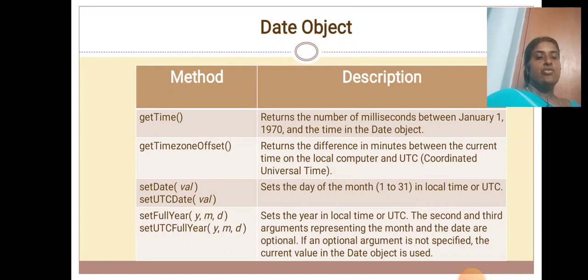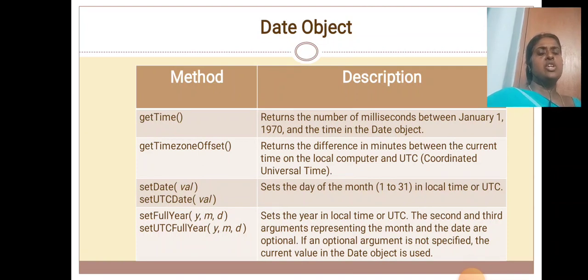Next is setFullYear. If you want to change the complete year information of your system, we can make use of this setFullYear. This method is going to take 3 arguments. First argument is a year, next argument is a month, third argument is a day. So these are the 3 arguments you have to pass here. Y is used to set a year, M is used to set a month, D is used to set a day.